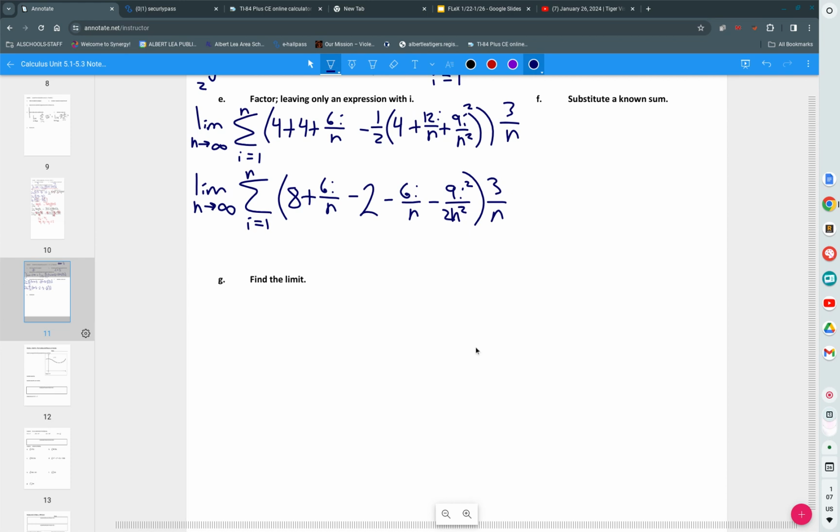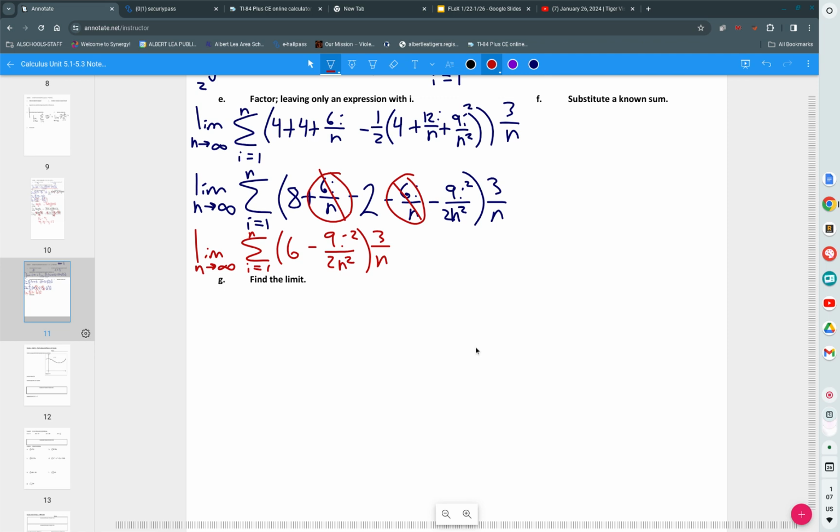And so a few people let out a gasp earlier because the 6i over n is canceled. Even though our first one had 3 terms, notice that the 6i over n and the negative 6i over n do fortunately cancel. We have the limit as n goes to infinity of the sum from i equals 1 to n of 8 minus 2 is 6 minus 9i squared over 2n squared times 3 over n.